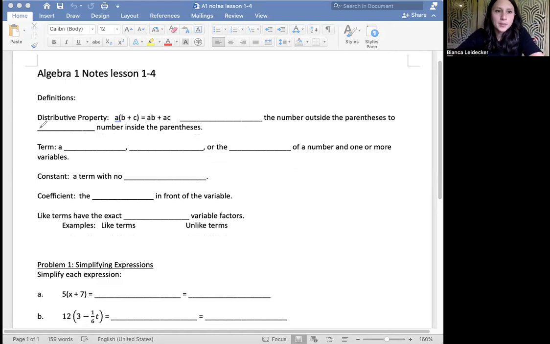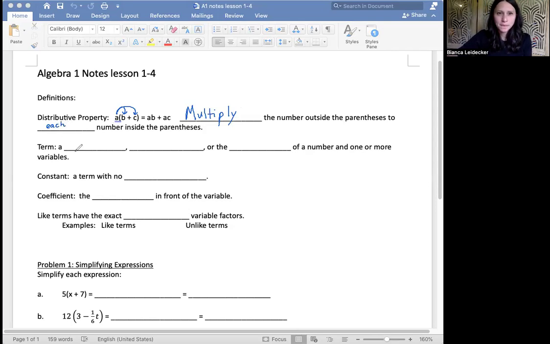The distributive property basically is where you have a term outside of a parentheses, and we are going to distribute that into every single term inside the parentheses. So we're going to multiply the number outside the parentheses to each number inside the parentheses.